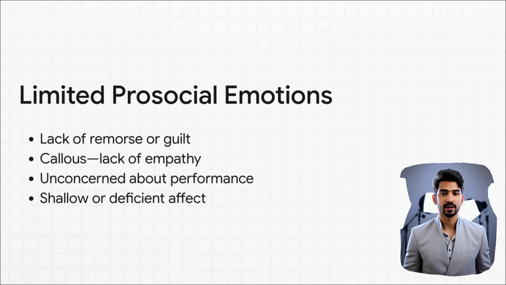Well, this specifier gets added when a person persistently shows at least 2 of these 4 traits. This could be a real lack of guilt after they do something wrong, a callous lack of empathy for other people's feelings, being totally unconcerned about performing poorly at school or work, and showing emotions that just seem really shallow or just being used to manipulate someone.